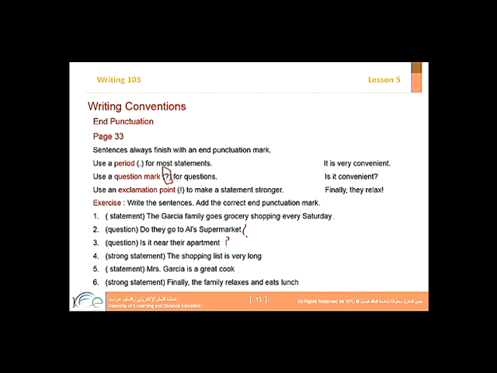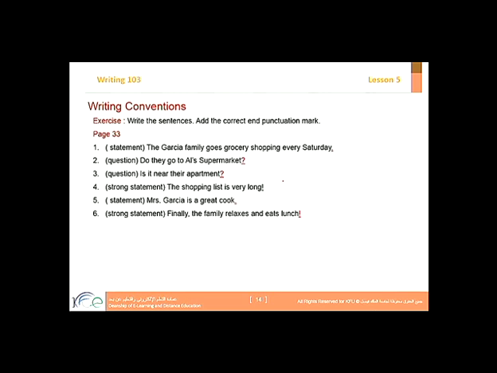Strong statement. The shopping cart is very long, so we add what? Exclamation mark. Now we have a statement. Mrs. Garcia is a great cook. Statement, then we add a full stop. Strong statement now. Finally, the family relaxes and eats lunch. Strong statement, then we add what? Exclamation mark. Okay? This exercise is solved here.